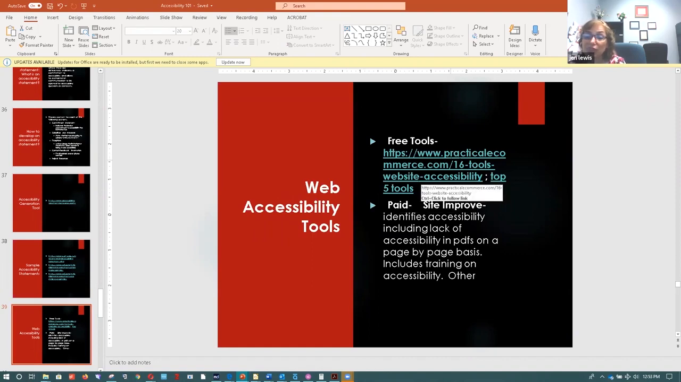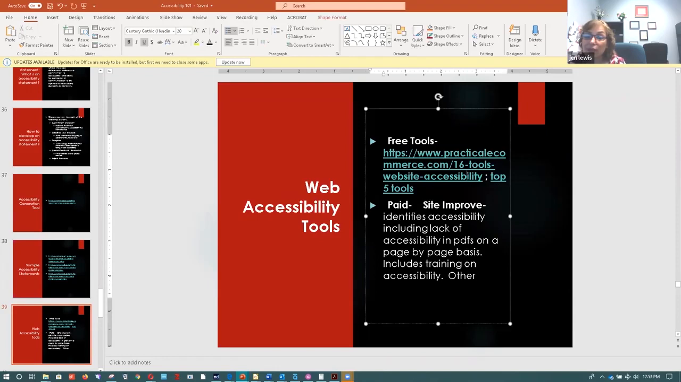So you can see here, there's 16 tools, and this is a recent one. The top 16 tools recently. And then, of course, we did use this, and it was very, very good. It's called SiteImprove. SiteImprove is actually a company that provides you a scan of all your site, and then it tells you what deficits you have in terms of accessibility, spelling, accessibility of your PDFs, and it's page by page. It also includes some training.